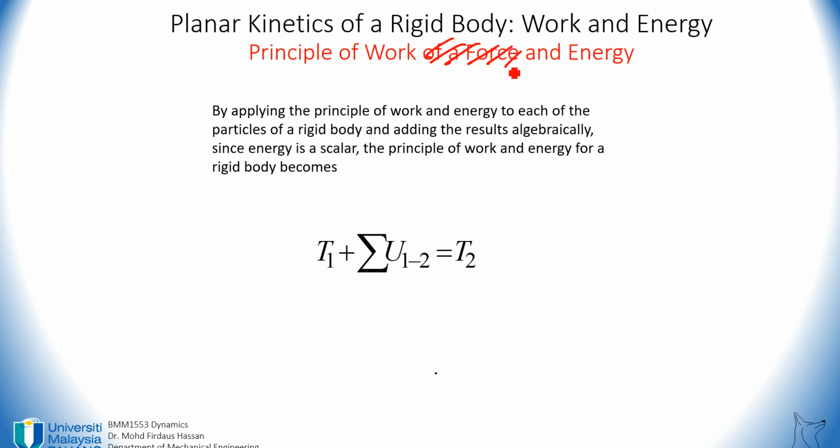By applying the principle of work and energy to each of the particles of a rigid body and adding the results algebraically, since energy is a scalar, the principle of work and energy for a rigid body becomes T1 plus the summation of work done from 1 to 2 is equal to the kinetic energy at point 2. Let's say this ball rolls from point 1 to point 2.